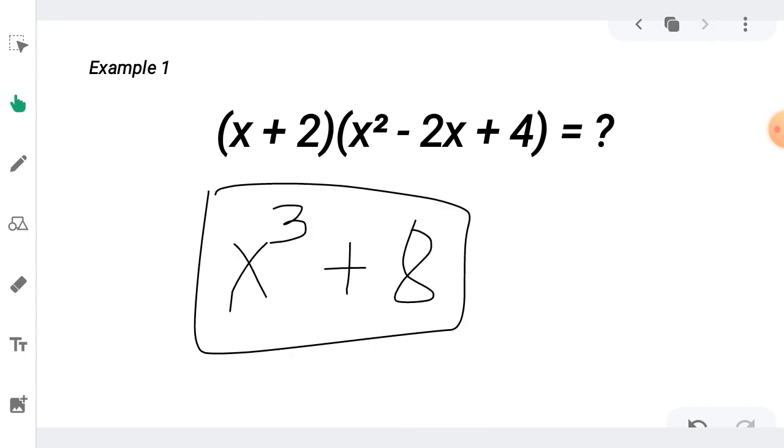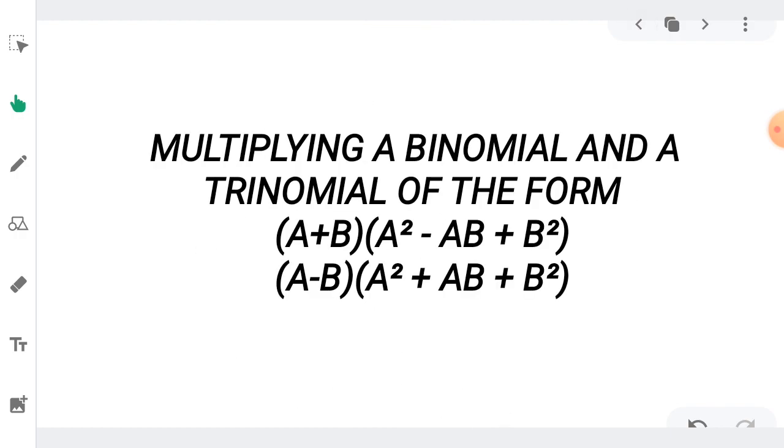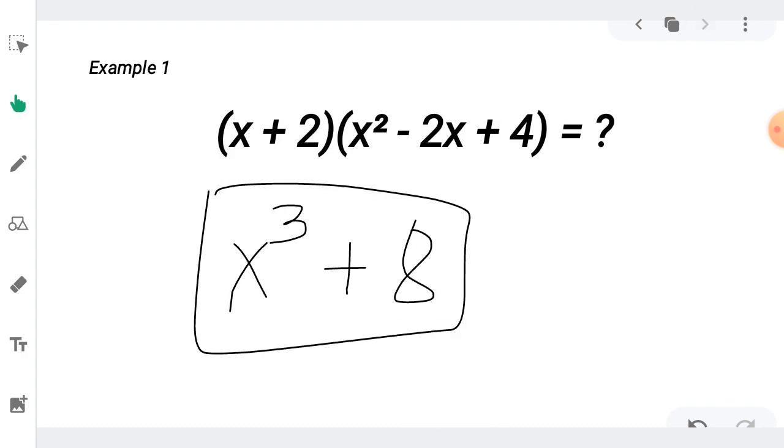While this step is the shortcut method. So again, the shortcut method under special product, the multiplying binomial to trinomial, we need to take this binomial term and then get the cube of this term. The first term and then the second term.